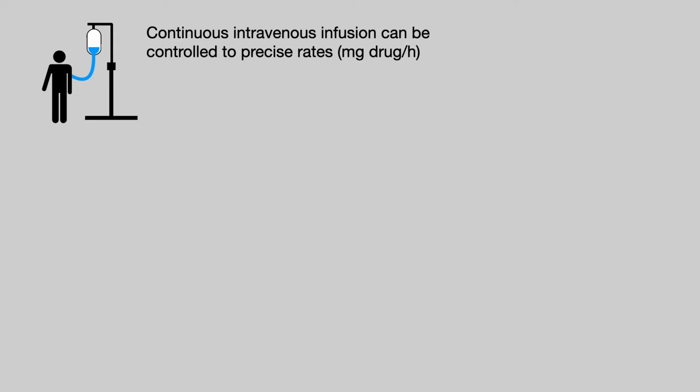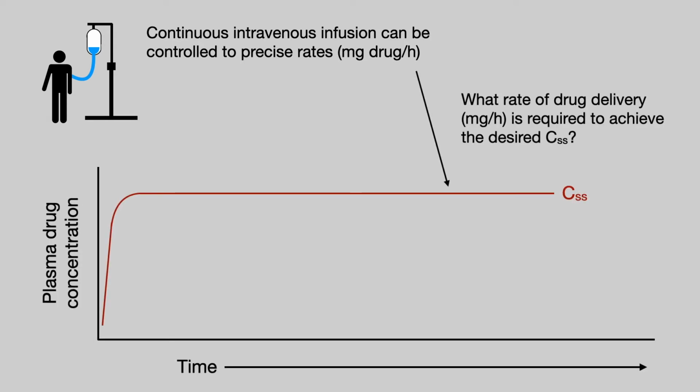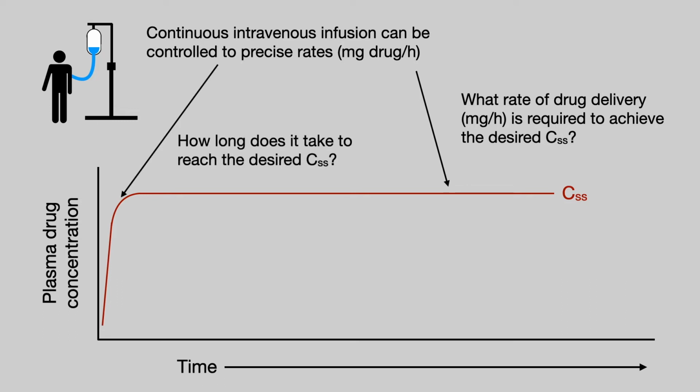Units for the rate of infusion is the mass of drug per time, for example, milligrams of drug per hour. We want to infuse that drug in order to achieve our steady state concentration. The other consideration that we must make is how long does it take to reach the steady state concentration. When we infuse the drug, it takes time for that concentration to build up to reach the steady state concentration, and we need to know how long that is going to take. So where do we start?